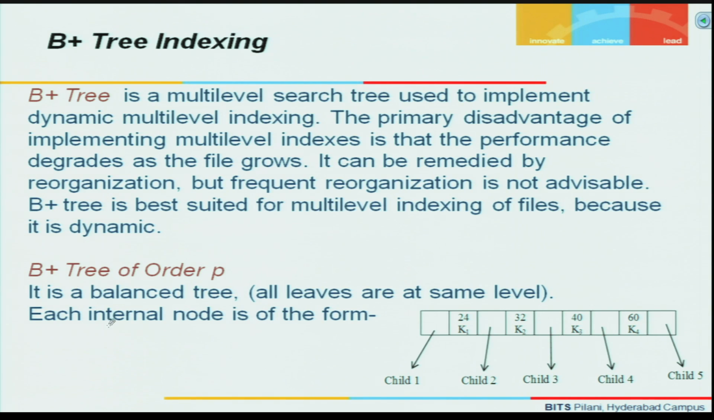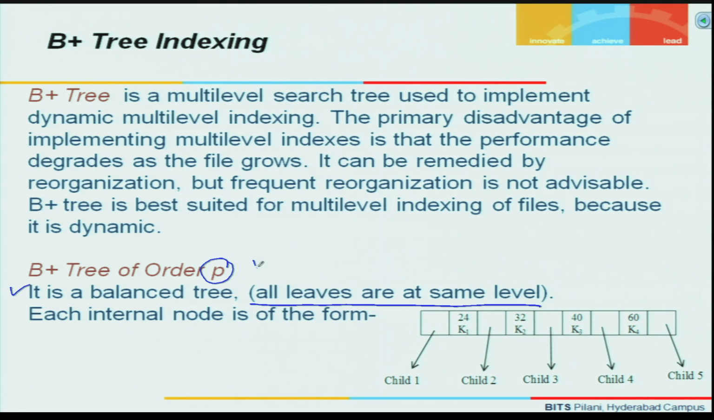And what is a B plus tree structure? A B plus tree of order P is a balanced tree. That means all leaves are at the same level, and then it is called a balanced tree. It is not the case that for some subtrees the leaves are at some level, and for some other subtree they are at a higher or lower level. That is not the case; all leaves in the tree will be at the same level. It is called a balanced tree.